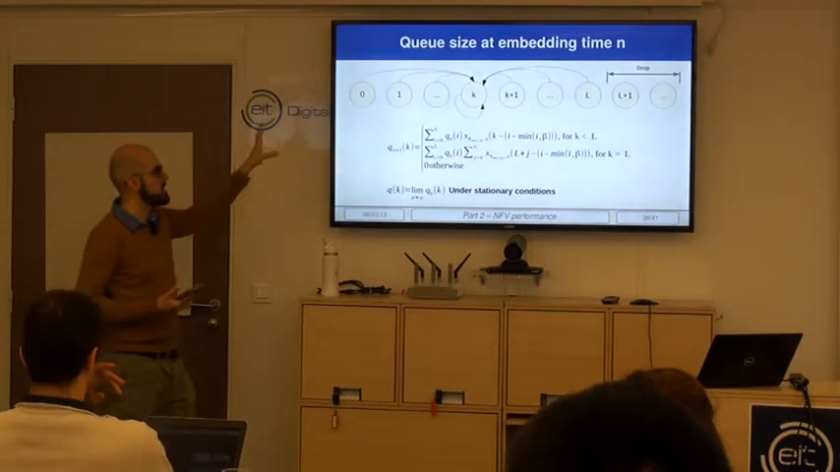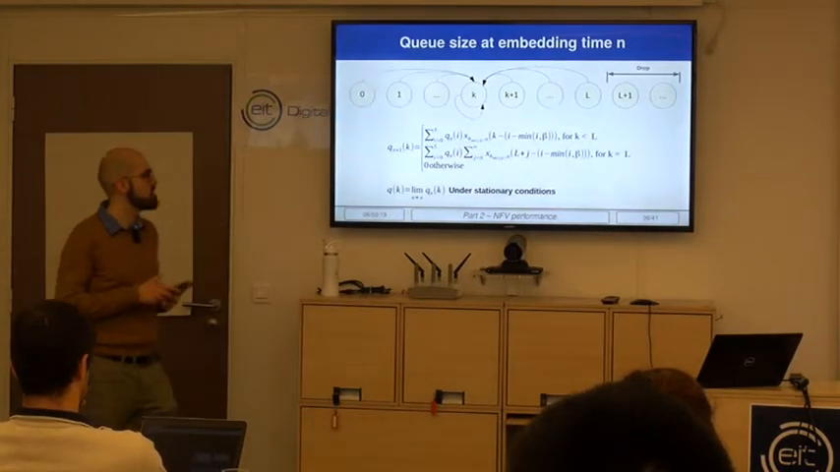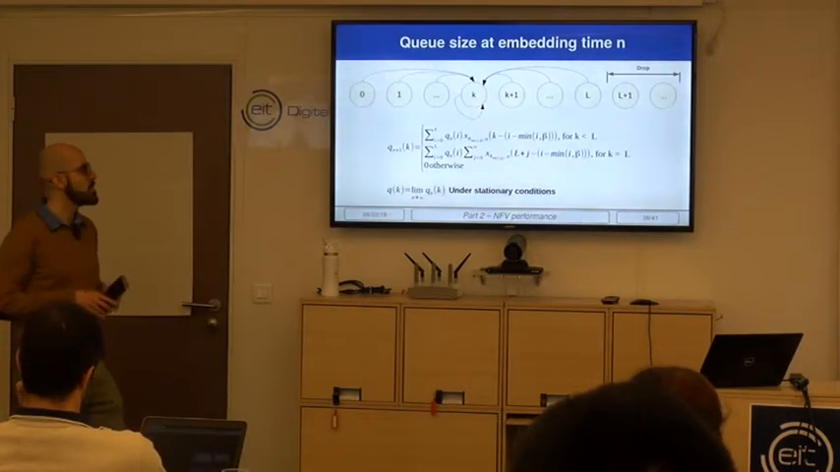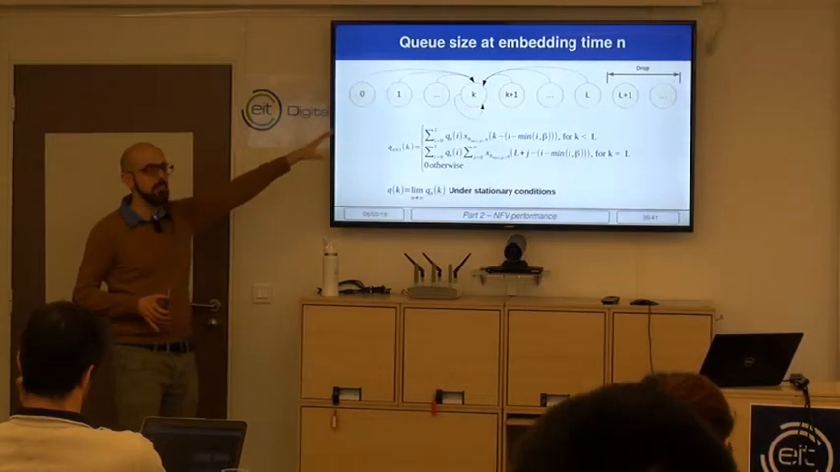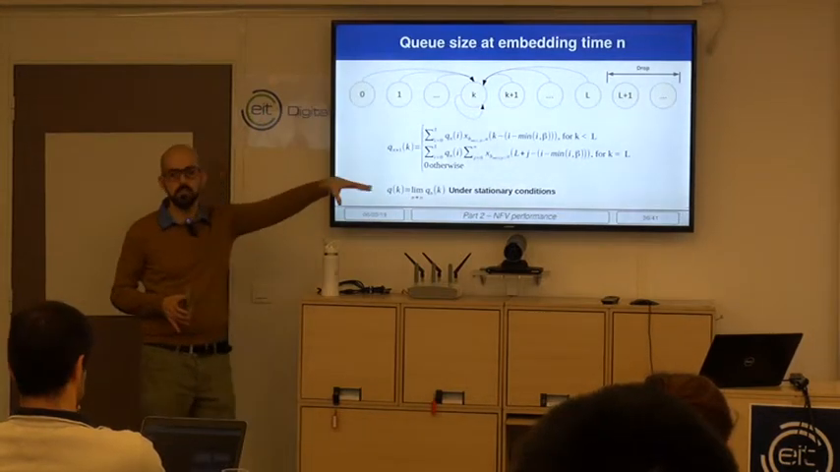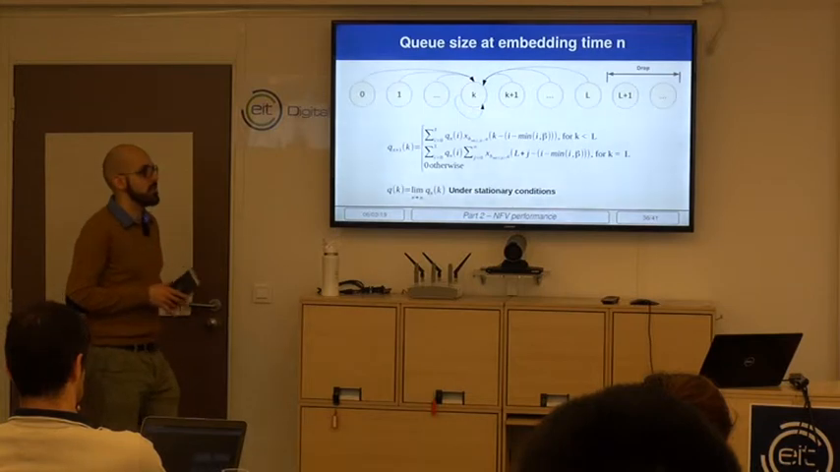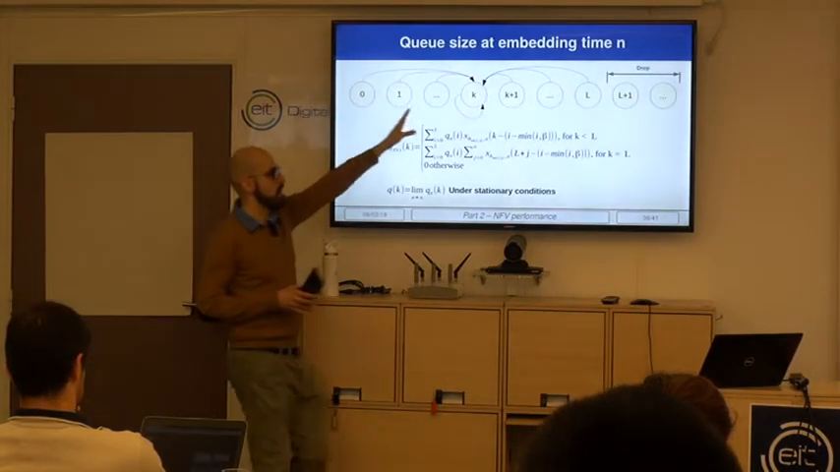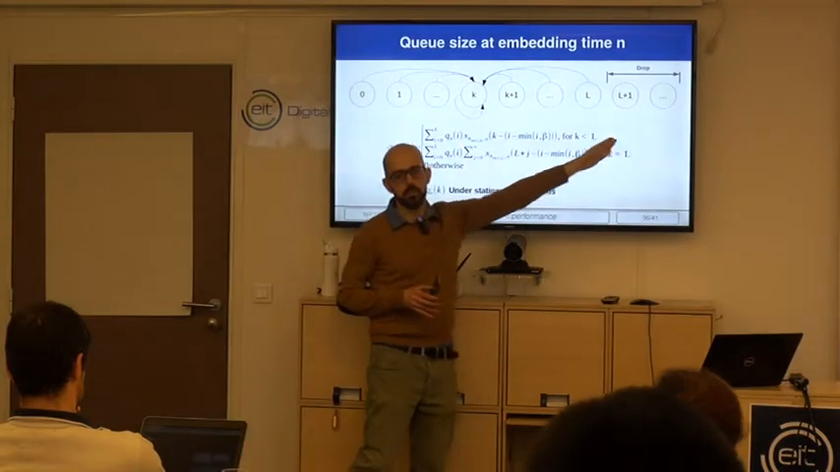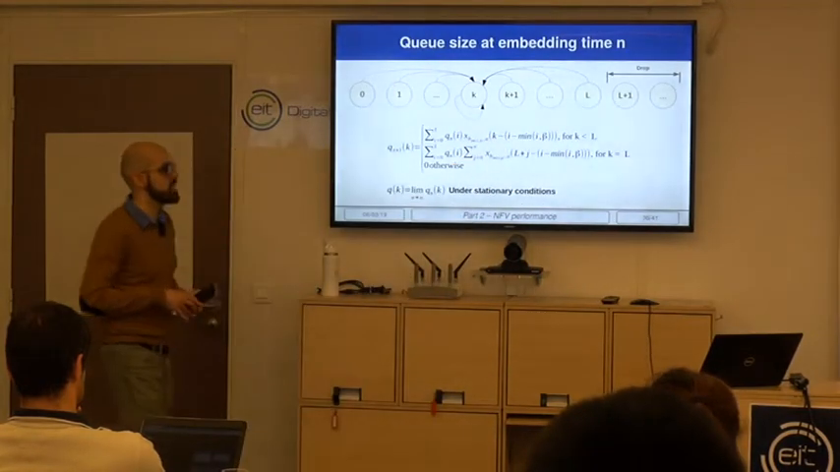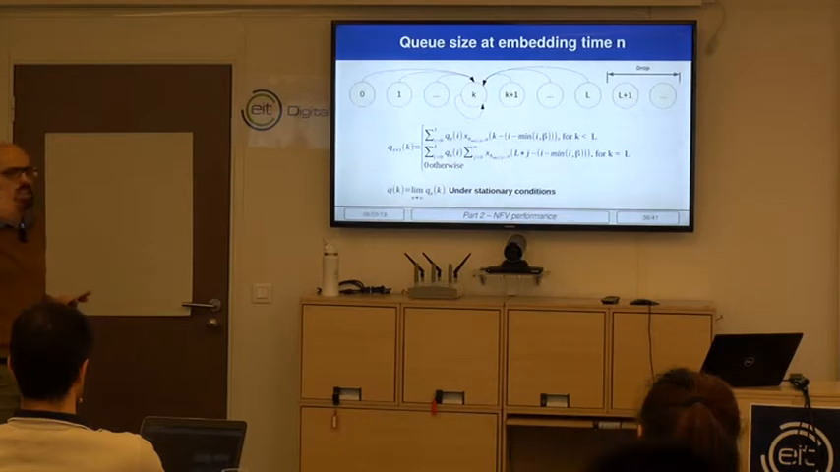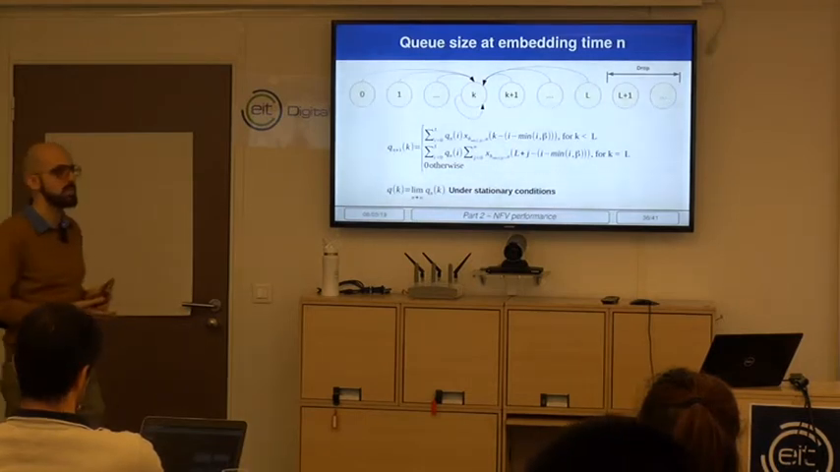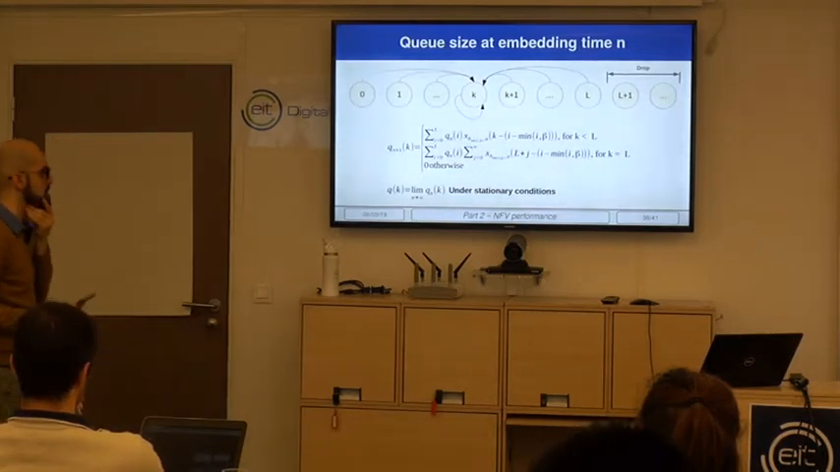Now, here I just painted our Q. So our Q has different states from 0 to infinity. Of course, not all states will be relevant because after the state L, we have packet drop. So all states greater than L plus 1 will be a state in which packets are dropped.